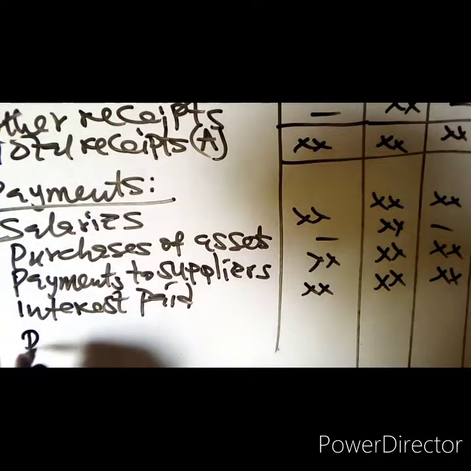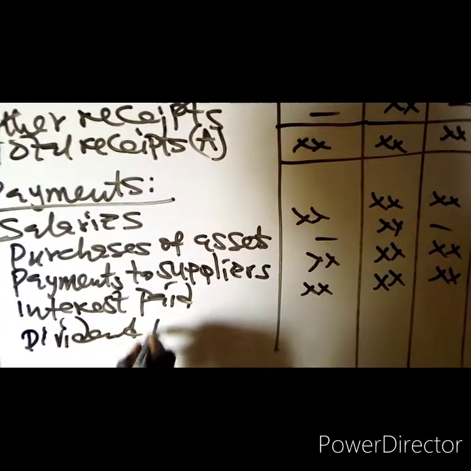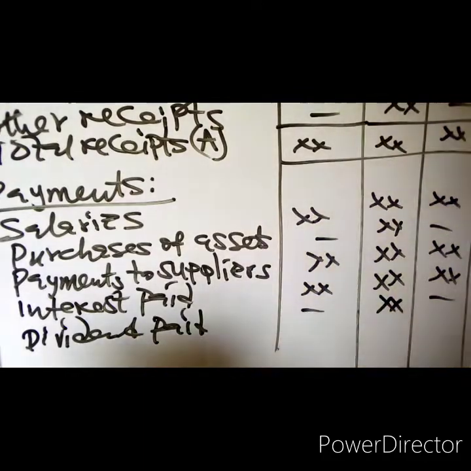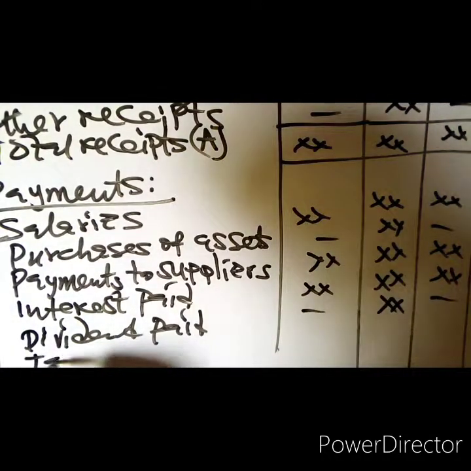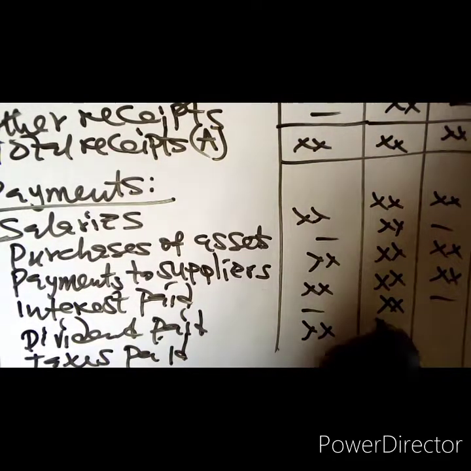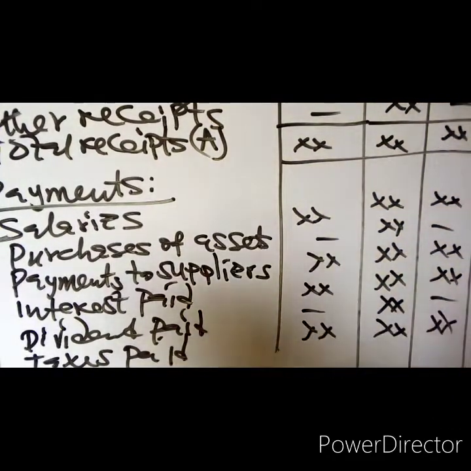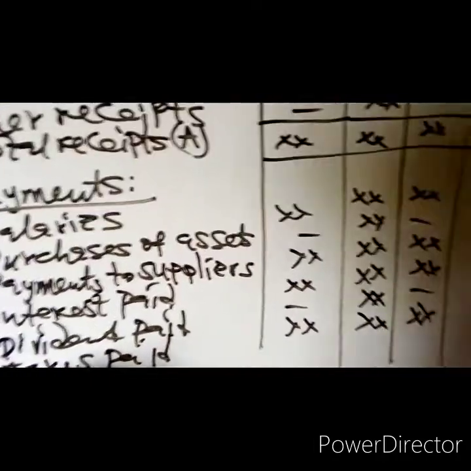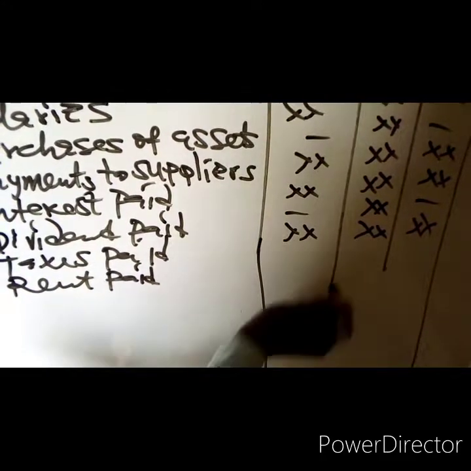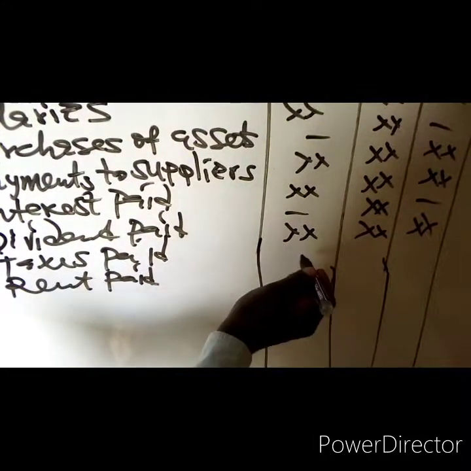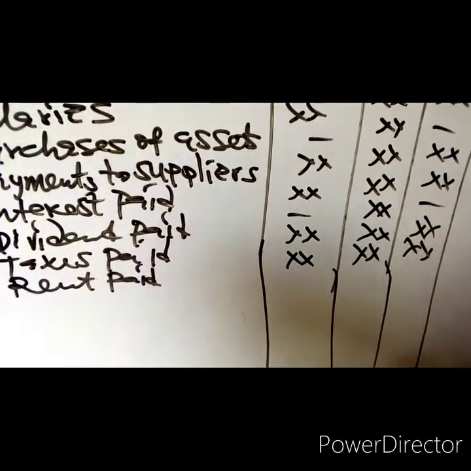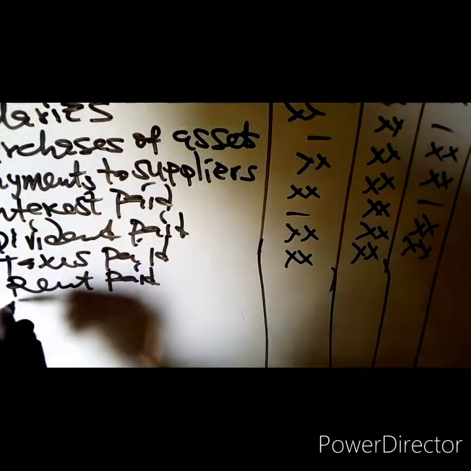Then we have dividend paid. Let's assume the dividend were paid in February. Taxes paid. I want to assume the taxes were paid every month. Then rent paid. Rent paid every month. Administrative expenses paid.